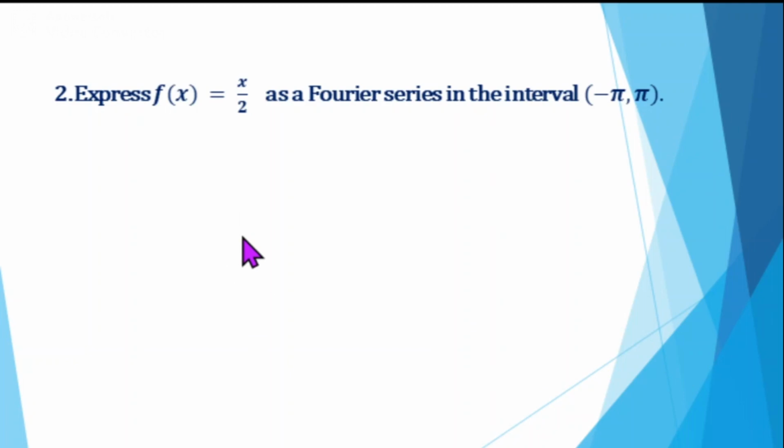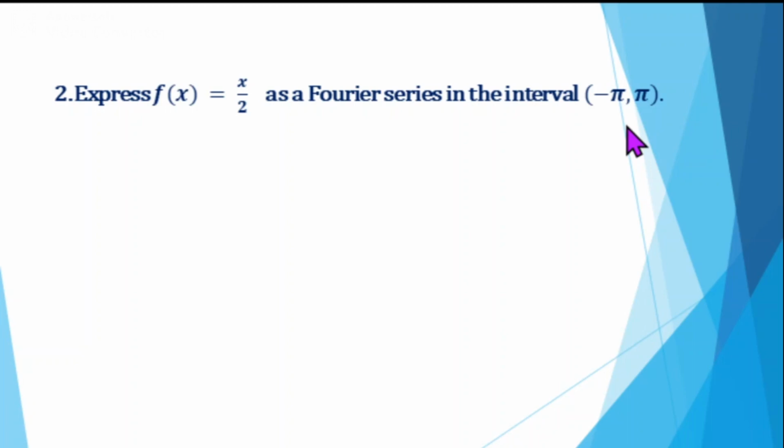Next problem, express f of x equal to x by 2 as a Fourier series in the interval minus pi to plus pi. So here, given function, first find whether the function is even or odd, and we have the given interval is minus pi to pi. It is of the form standard interval minus L to plus L.